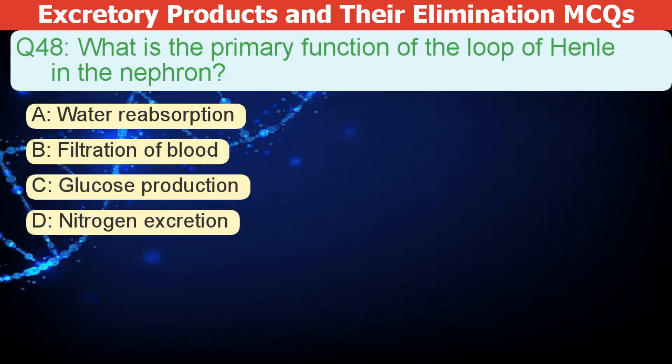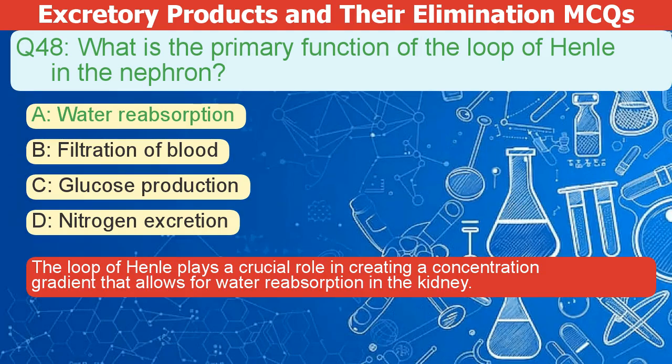What is the primary function of the loop of Henle in the nephron? A. Water reabsorption. B. Filtration of blood. C. Glucose production. D. Nitrogen excretion. The correct answer is A. The loop of Henle plays a crucial role in creating a concentration gradient that allows for water reabsorption in the kidney.